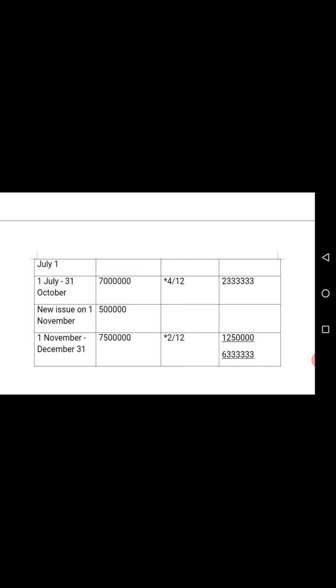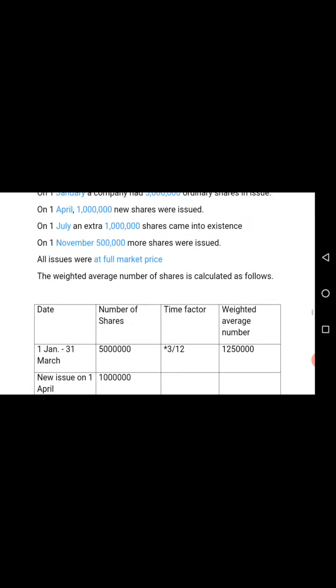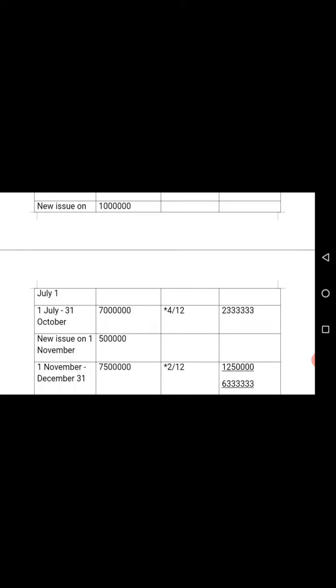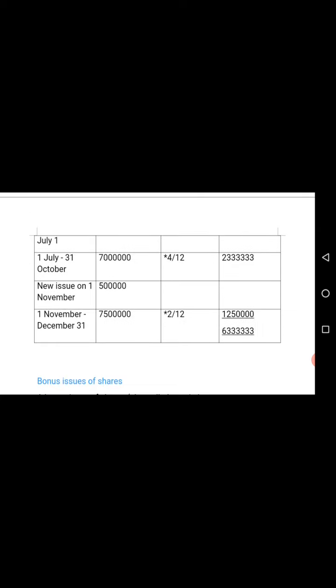We do the same for the last issue, which is November. Now the last issue takes from the month of the last issue to December, that is the last month of the year. So that is 2 months, because we have November, December. It was issued on November 1, so November becomes part of the months. So we have November, December, 2 months. Total shares in issue is 5 million.